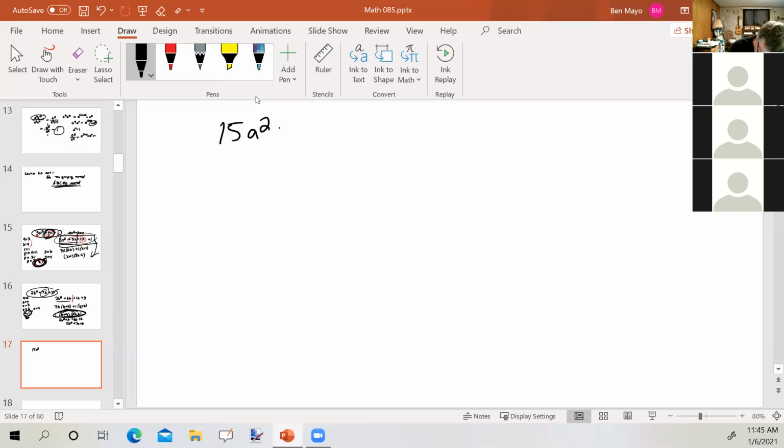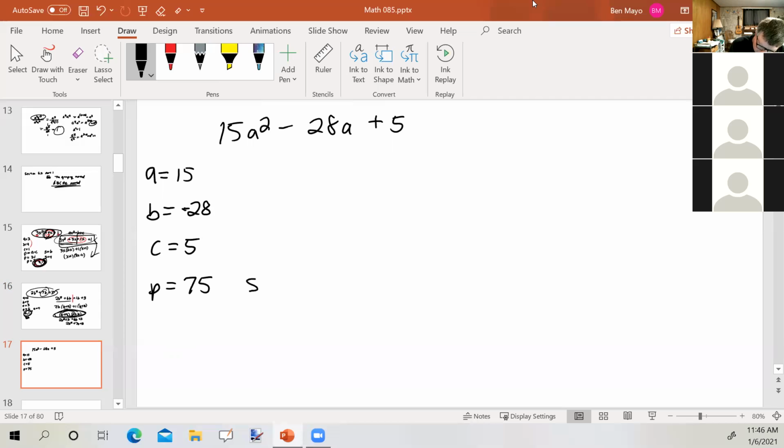15a squared minus 28a plus 5. This is a trinomial. It's in standard form. There's no greatest common factor we can take out. There's no negative to factor out. The leading coefficient is not a 1, so we'll use the ABCPS or the grouping method. A is 15, B is negative 28, C is 5. The product is A times C, which is 75. The sum is B, which is negative 28.